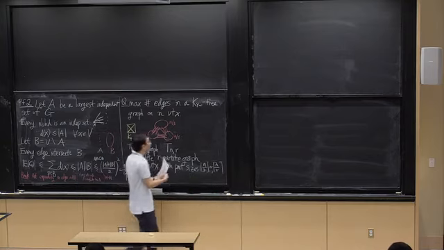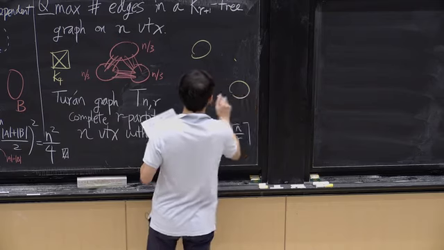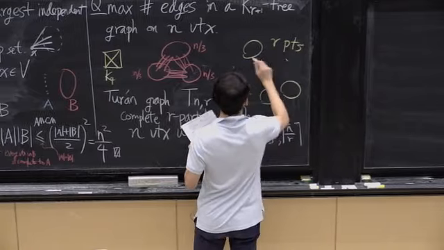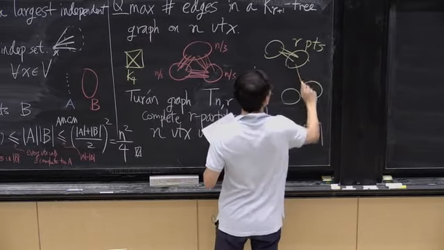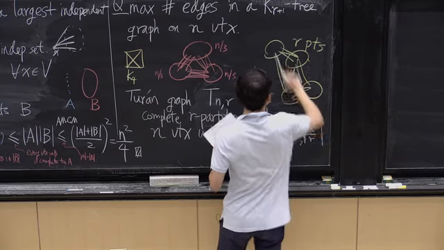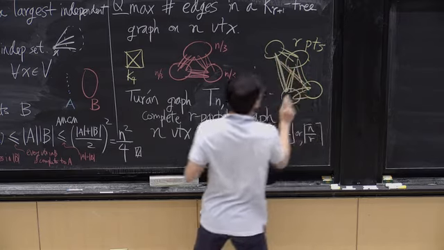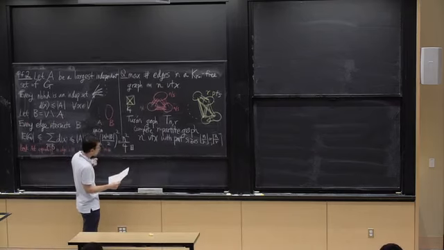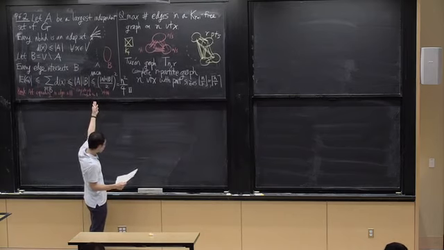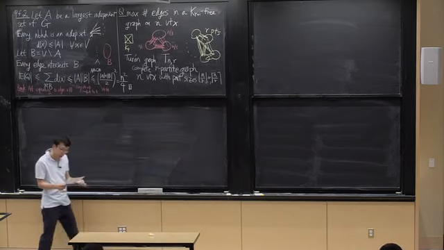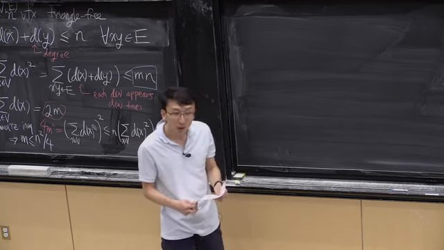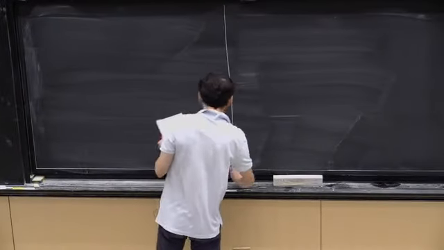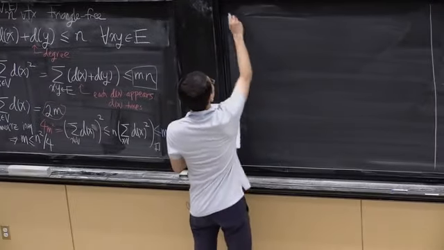But in general, maybe you have r parts, and I put in all the edges between different parts. All right, so it's not too hard to calculate the number of edges in such a graph. And Turán's theorem tells us that that is the extremal example. You cannot do better in terms of getting more edges.